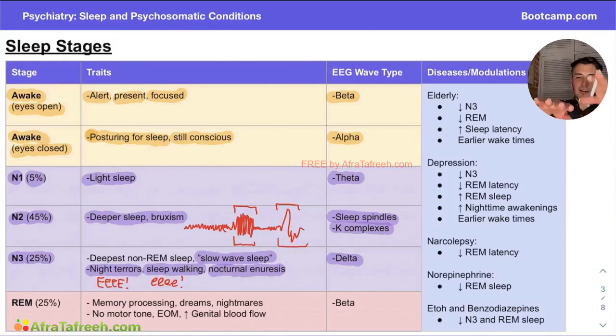E is sleepwalking, and then nocturnal emesis is going to be wee, as if you go wee wee in your bed. So I hope this helps you guys remember this stage of sleep because it's pretty high yield. There's a lot of pathology here.